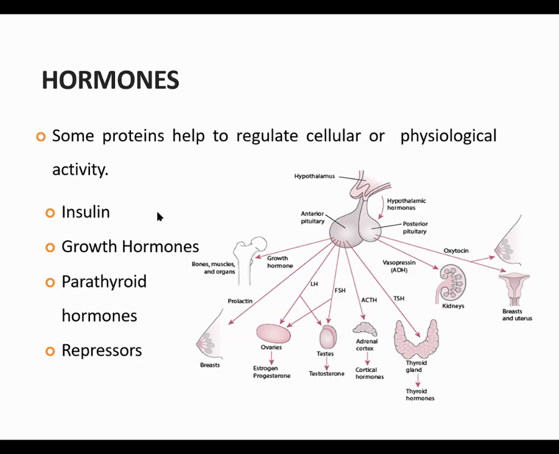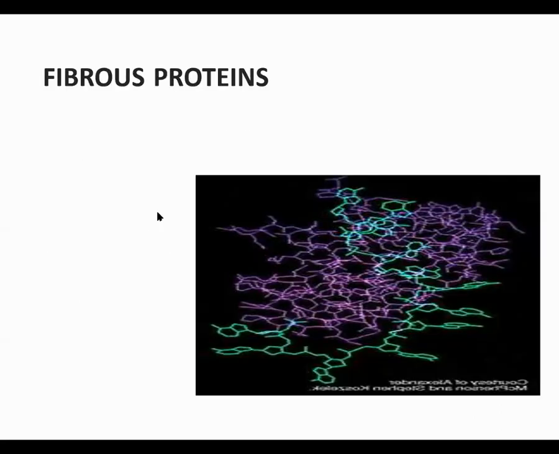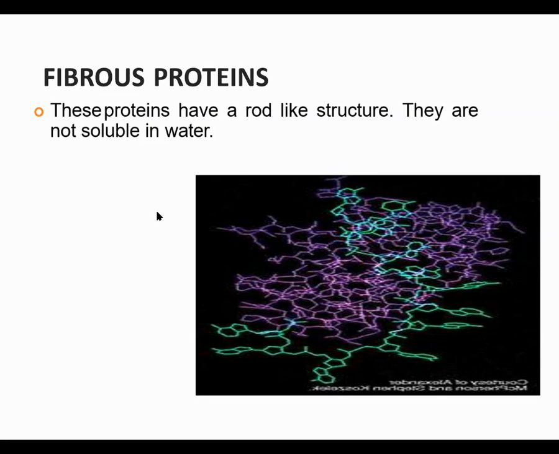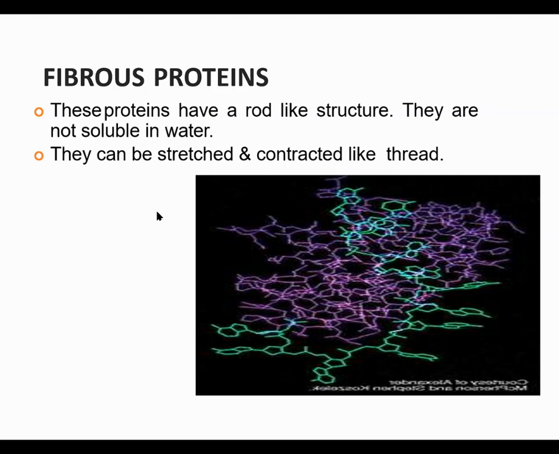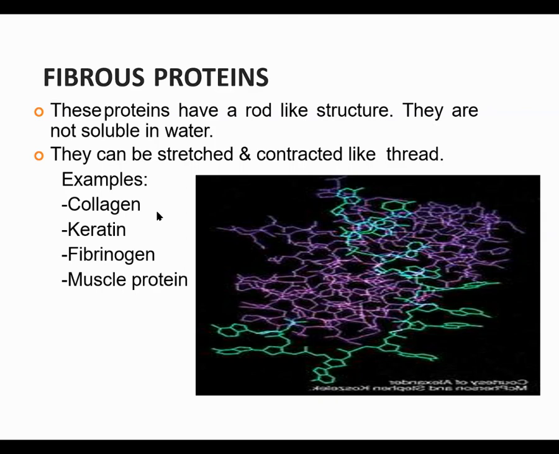The next classification is based on shape and solubility. The first one is fibrous protein. These are proteins that have a rod-like structure. They are not soluble in water. They are held by polypeptide chains that are parallel to the axis and are held together by hydrogen and disulfide bonds. They can be stretched and contracted like thread. Examples of this one are collagen, keratin, fibrinogen, and muscle protein, just to name a few.